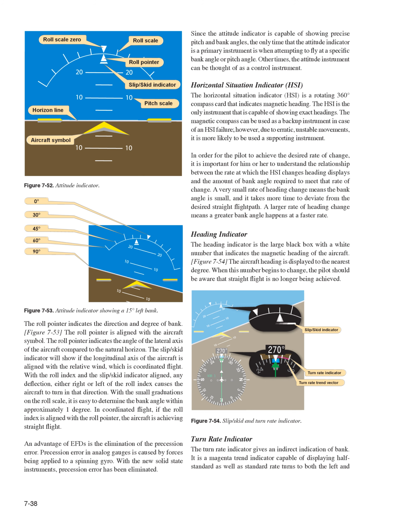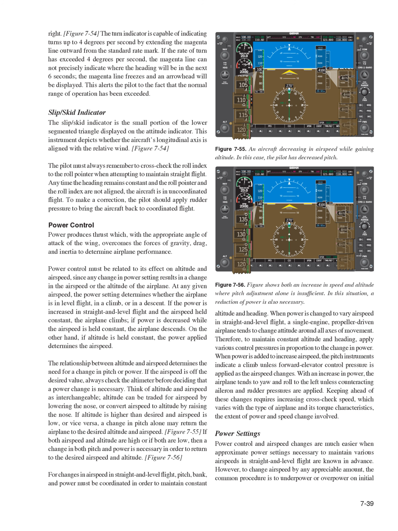Turn rate indicator. The turn rate indicator gives an indirect indication of bank. It is a magenta trend indicator capable of displaying half standard as well as standard rate turns to both the left and right. Figure 7-54, the turn indicator is capable of indicating turns up to 4 degrees per second by extending the magenta line outward from the standard rate mark.